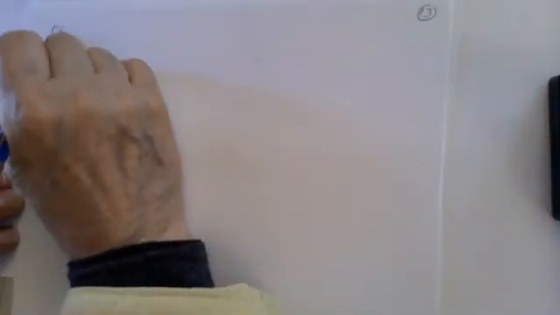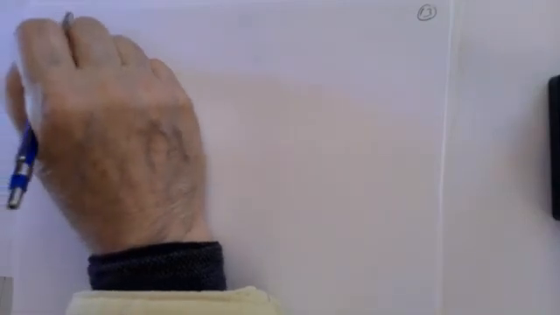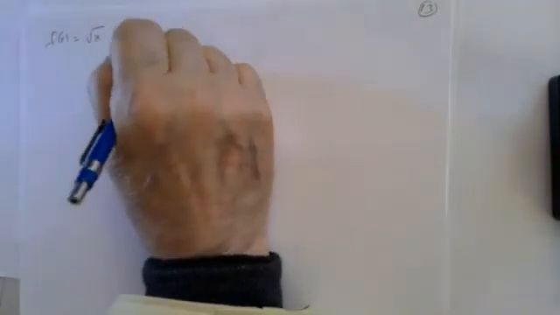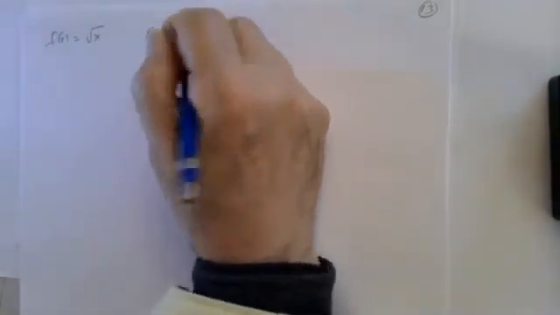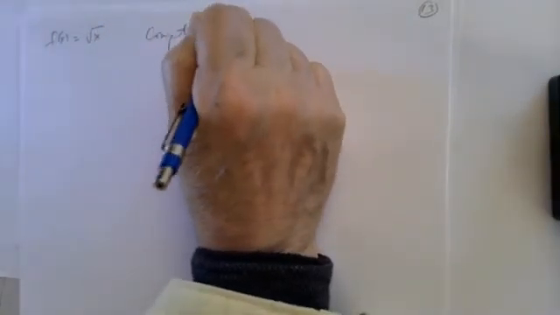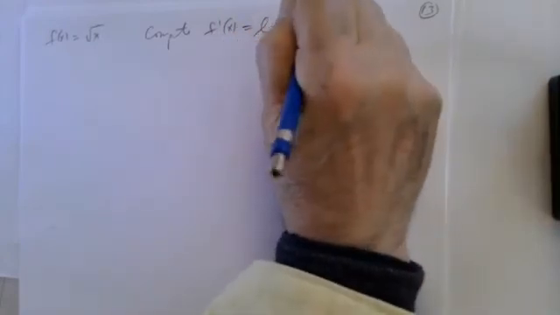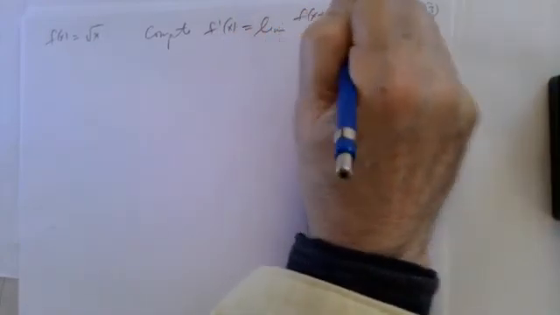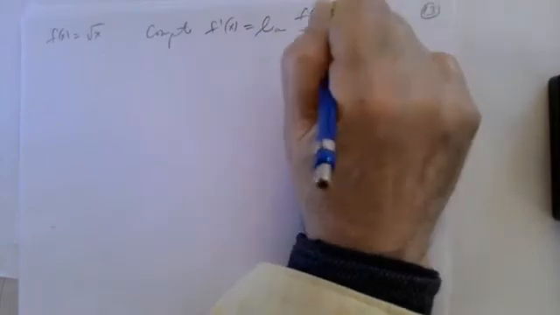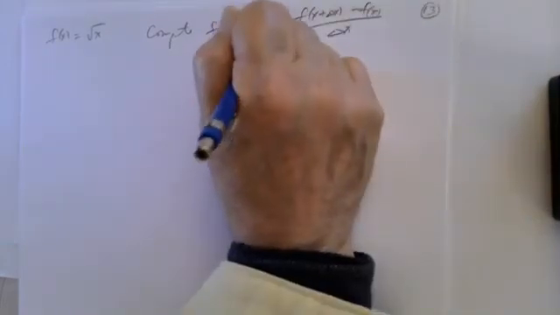Suppose we have the function f of x equal to the square root of x. And we want to compute, using just the definition of the derivative, f prime of x, which is the limit always of f of x plus delta x minus f of x divided by delta x as delta x goes to 0.